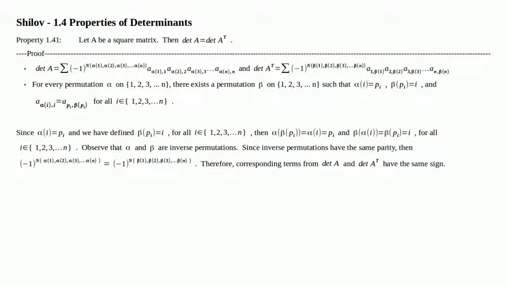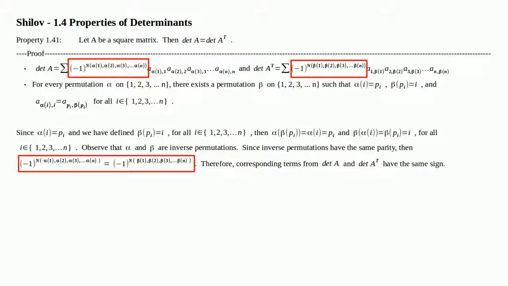Since inverse permutations have the same parity, that's another thing that we've proved in the past, then these powers of -1, right, they must be equal. So if the one permutation is odd, then so is the other. If alpha is even, so is beta, right? And so therefore, this -1 to the power of the number of inversions in the permutation, they're going to be the same. It's either going to be plus or minus 1, and they're going to match exactly.